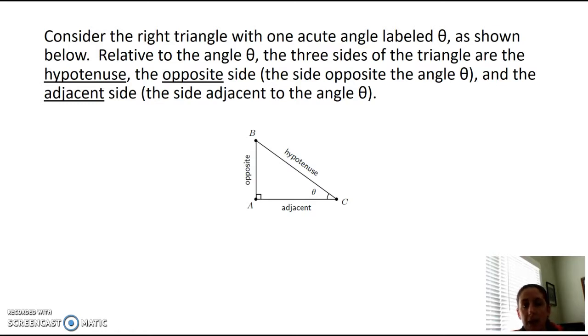So now let's look at this right triangle, and we'll consider that one of the angles we'll label as theta. So we know one of the angles is 90 degrees, so we'll label one of the other acute angles as theta. Then relative to theta, we have these three sides. The one across from the right angle, the longest length, is always the hypotenuse. And then our two different legs: the leg that is opposite or across from theta is called the opposite leg, and the leg that helps make up theta with the hypotenuse is called the adjacent leg.